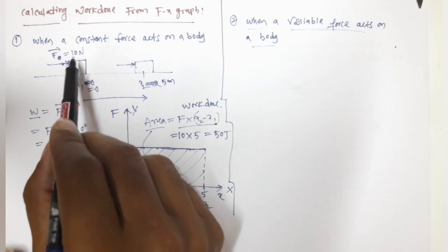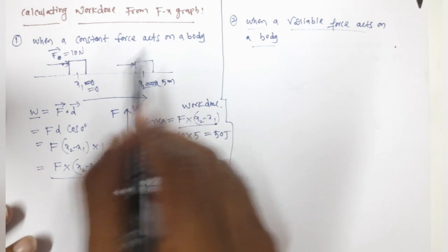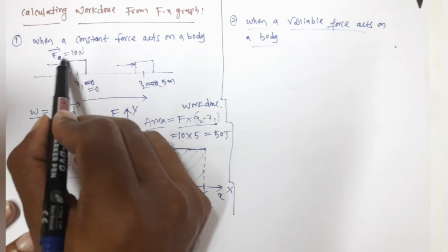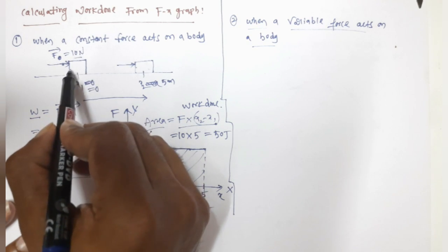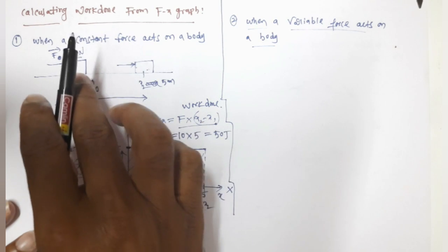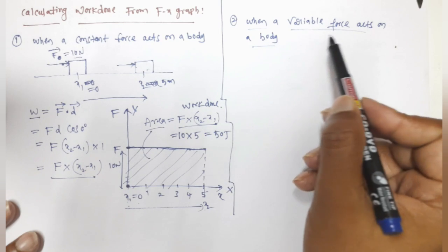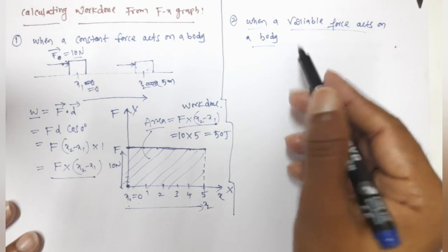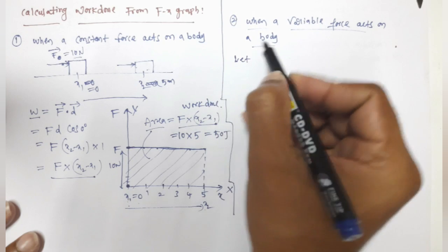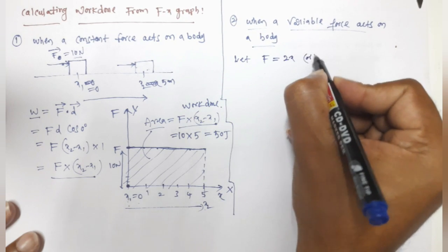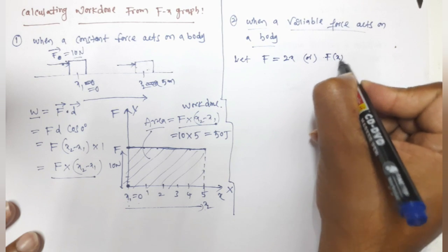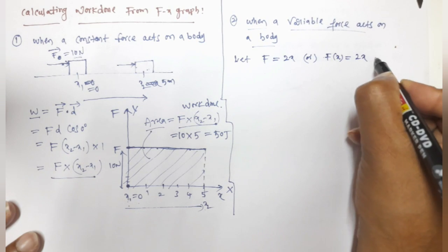So in the earlier case we have taken when a constant force acts on a body. That means throughout the motion a constant force, the value may be anything. We have taken 10 newtons. So if a 10 newton force acts on a body throughout the motion, we take that the force is constant. But here in the second case, a variable force acts on a body. So let us take an example. F is equal to 2x, or this can be written like this also: F of x equal to 2x newtons.